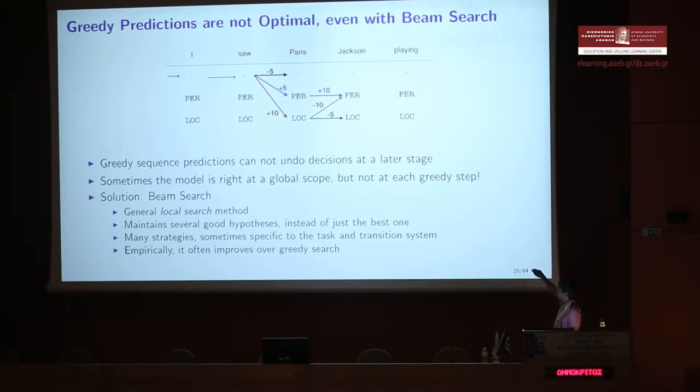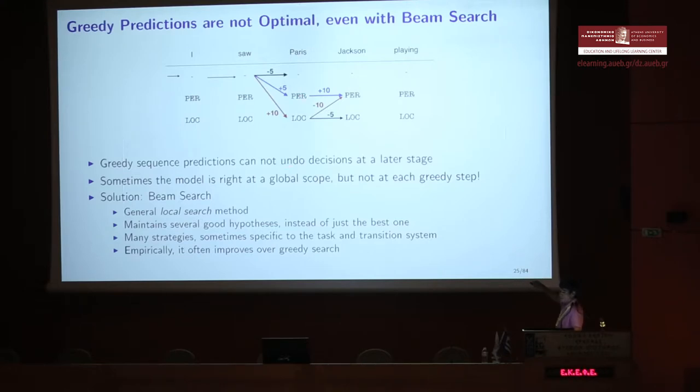We try each of them, and our scoring function gives -5 for nothing, it gives 10 for location, because Paris is usually a location, and I saw Paris, right? I saw the city. And it gives only 5 for person, so it might be, okay. So you take this one. At that point, you assign location to Paris, and that's it, you are done. You chose this, and the right label was that.